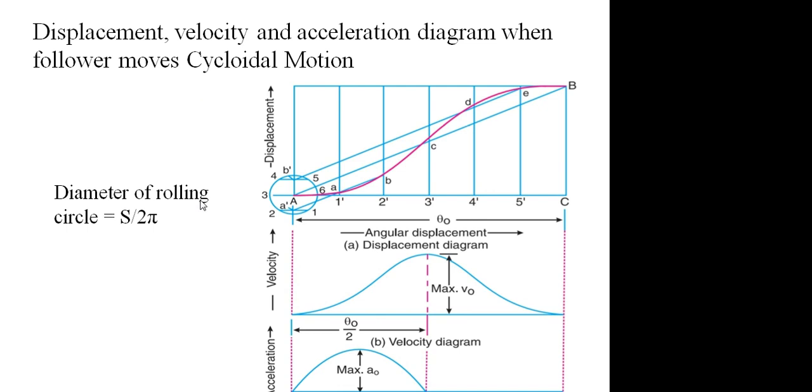Taking A as a center, draw the rolling circle here with this diameter, S divided by 2 pi, and divide theta O into equal parts, so it is divided into 6 parts. Similarly, divide this rolling circle into 6 equal parts like a hexagon. So this is one line of that hexagon, this is the second line, third, fourth, fifth and sixth. Like a hexagon, you have to divide this circle.